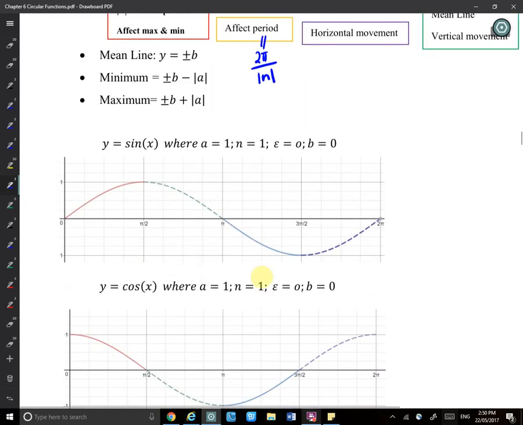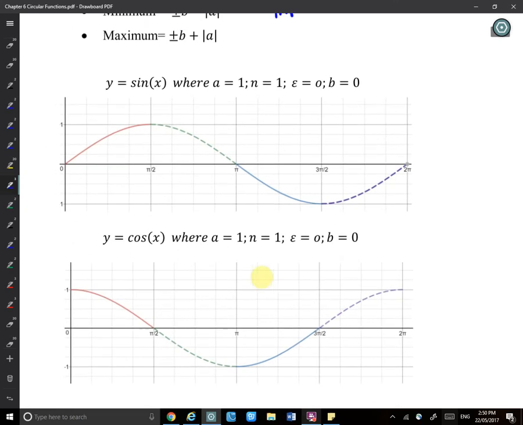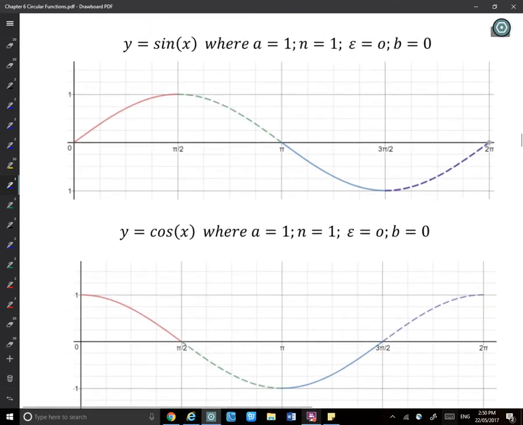Let's have a look. This is a sine graph, and the bottom is a cosine graph. I put colors on it, so you can just have a look at my graph. In each period, this graph experiences 4 parts. The first part is increasing, from the mean up to the maximum. The next goes from the maximum down to the mean line. Then the mean reduces to the minimum, and the minimum goes back to the mean line.